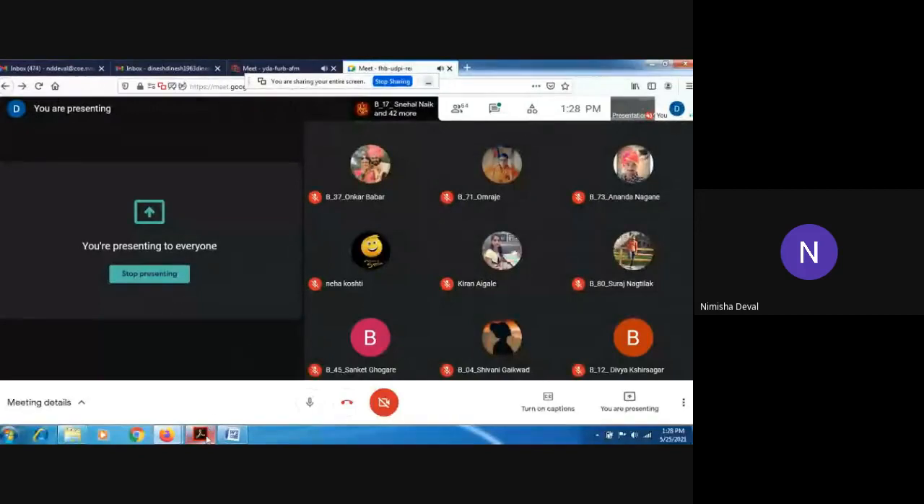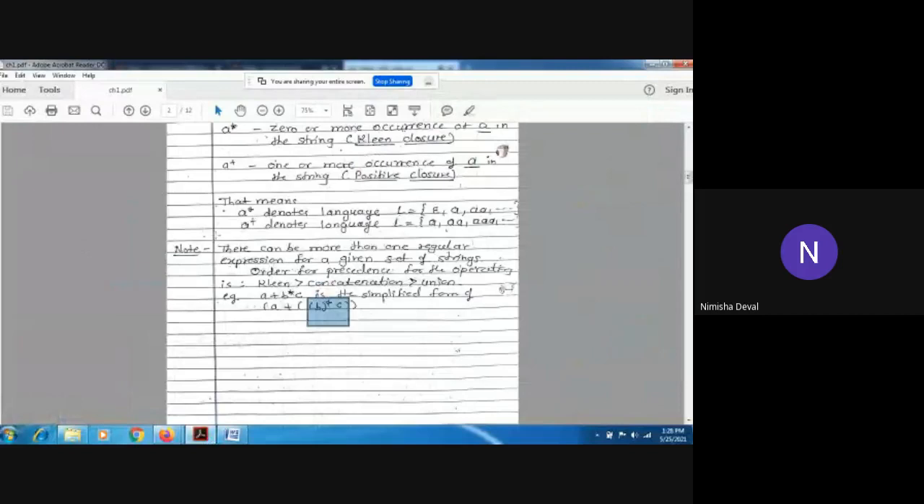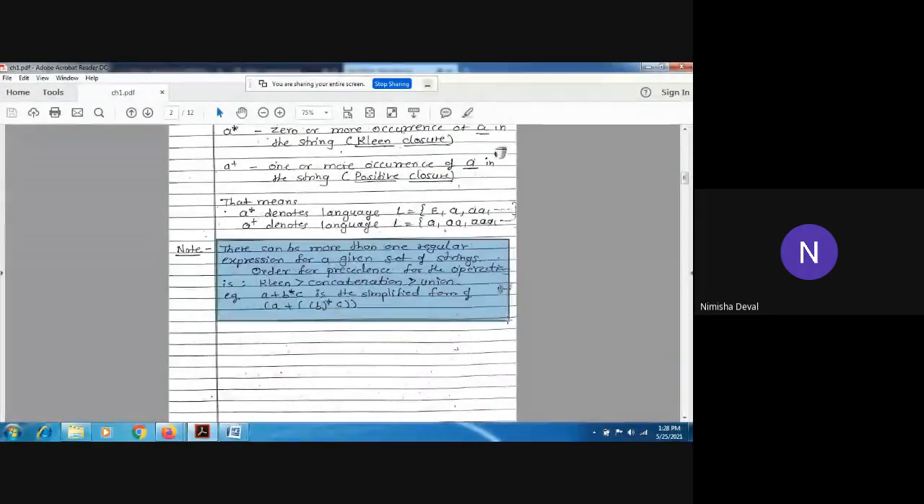Okay, now we will move towards our examples. So we are in the precedence topic. We have seen the precedence of our operations.